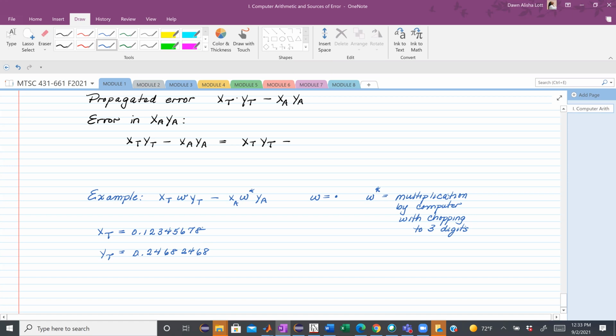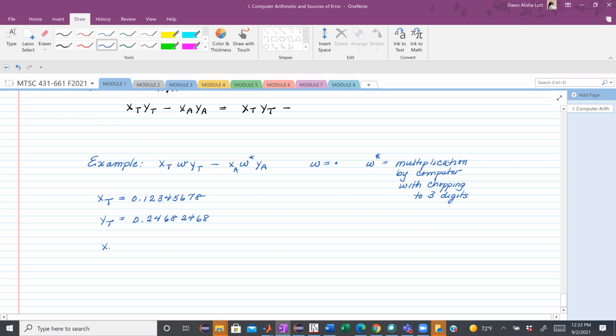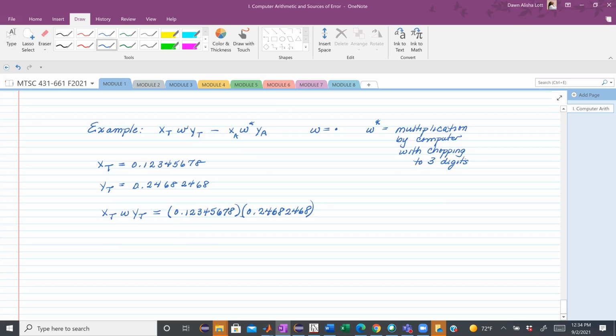Okay, all right, so that's X true and Y true. Now, X true times Y true is to take this number and multiply it by this number. Now, X approximate is 0.123 and Y approximate is 0.123.